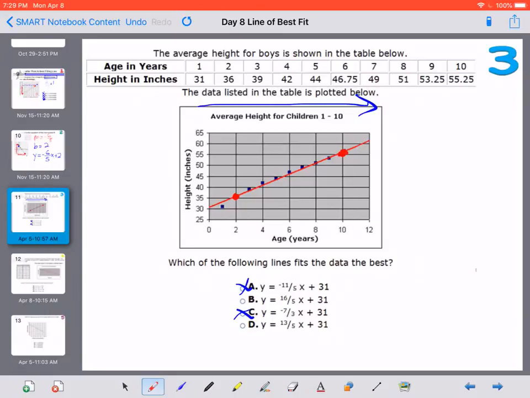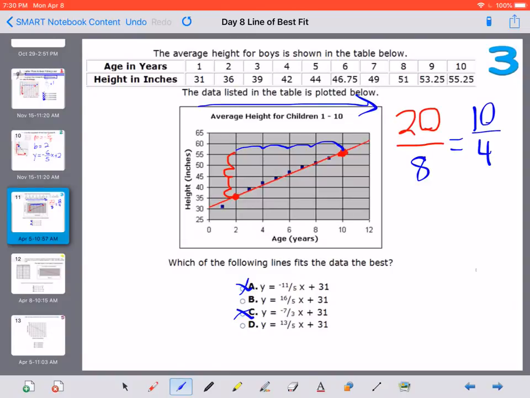So now when we go up, we need to be careful because it's going up by 5s. So it's going up 5, 10, 15, 20. So it went up by 20, and over, we have to be careful with this because it's going over by 2s again. So 2, 4, 6, 8. So about 20 over 8. That's going to simplify down to about 10 over 4, or even further to about 5 over 2.